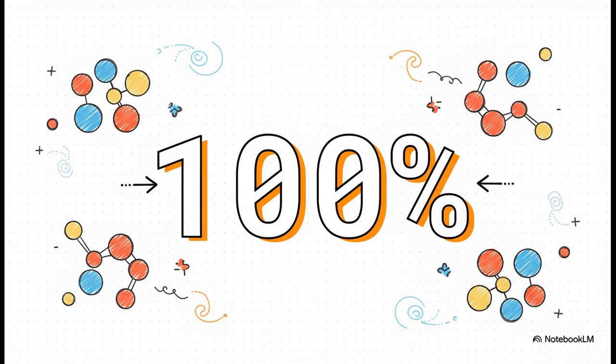So what percentage of atoms are actually conserved in a chemical reaction? Well, this slide says it all, 100%. Every single atom you start with is still there at the end. No exceptions. It's a fundamental rule.